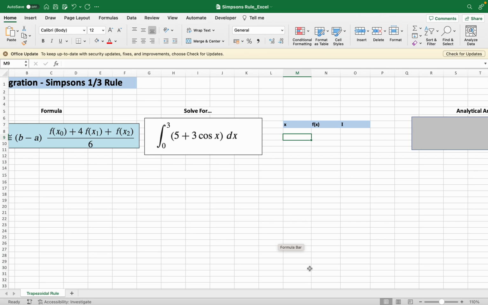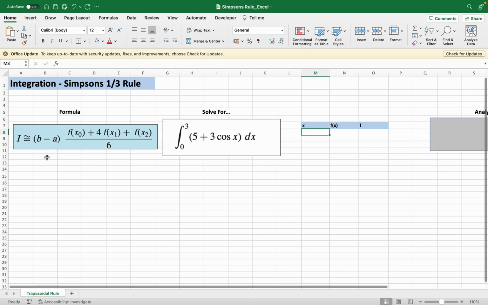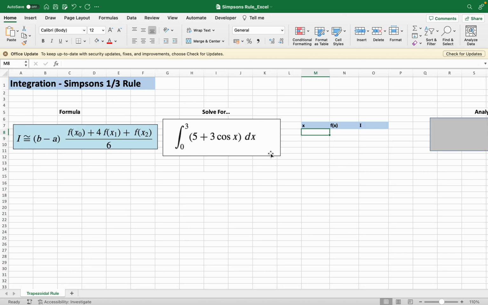In this video, I'll be showing you how to utilize the Simpson's one-third rule to numerically integrate a function. Here we're given our formula for the Simpson's one-third rule, and this is the function we're going to solve for. And this is a table I've made to make our calculations a bit easier.